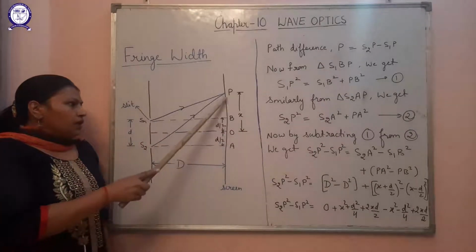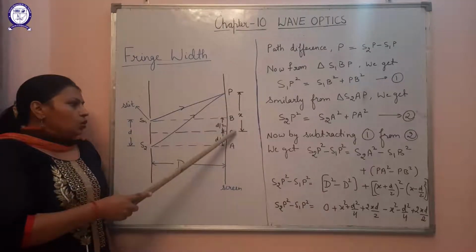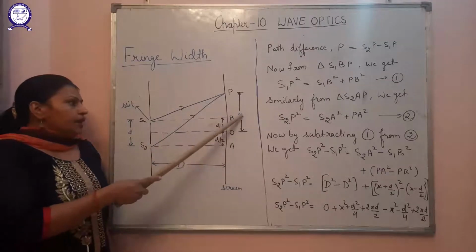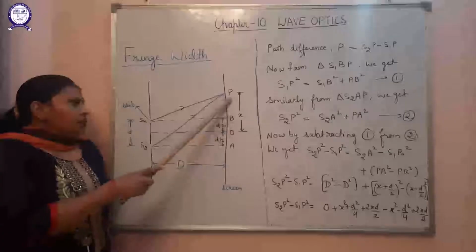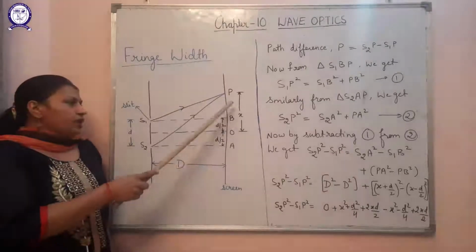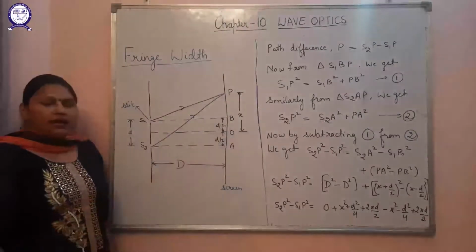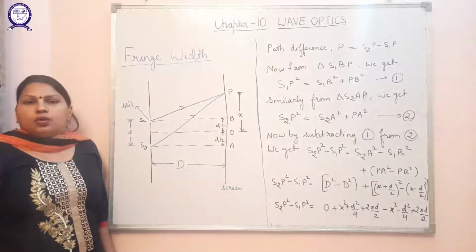If we want to calculate PA, it is nothing but PO plus OA. PO is x and OA is nothing but d by 2. So we are going to get x plus d by 2 whole square. Similarly, when we calculate PB square, we have to calculate PB first. PB is given by x minus d by 2, so it is going to be x minus d by 2 whole square.